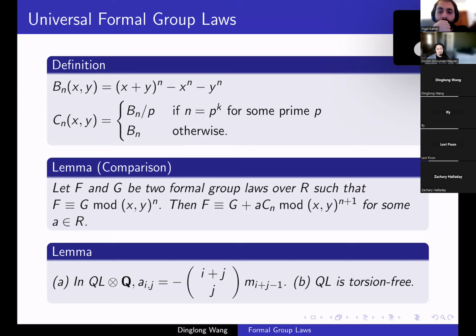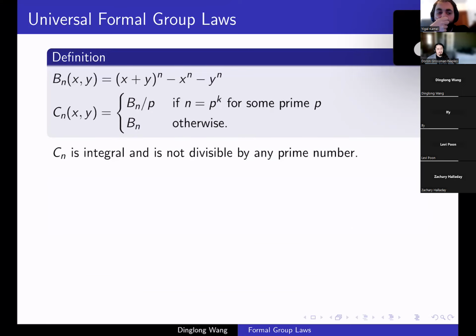And the lemma below tells us that the A_ij of L, in QL tensor Q, is a binomial coefficient multiple of m_{i+j-1}, and in the indecomposables it is torsion free. And by this lemma, we can derive the Lazard ring theorem, Lazard's theorem.